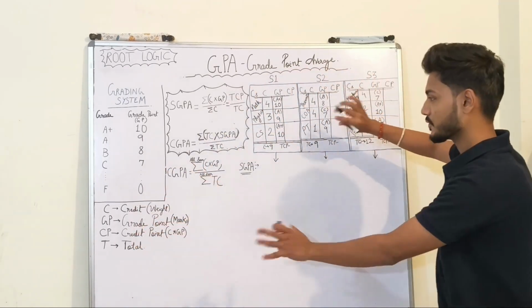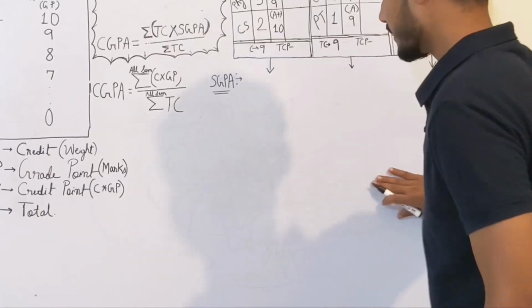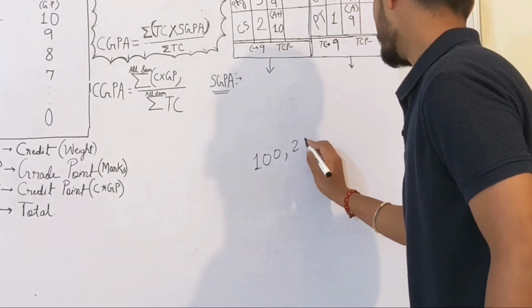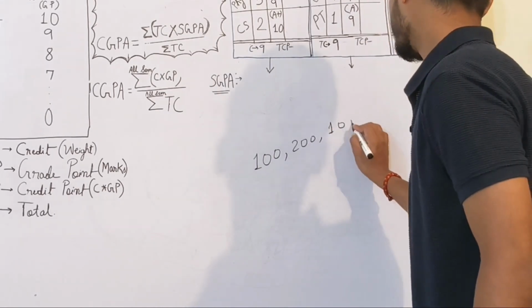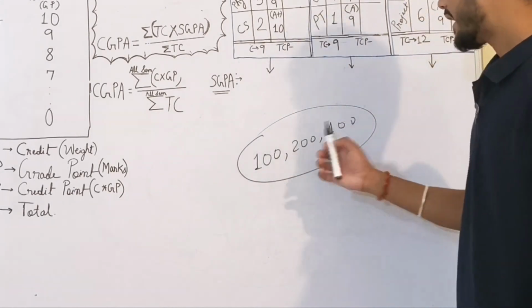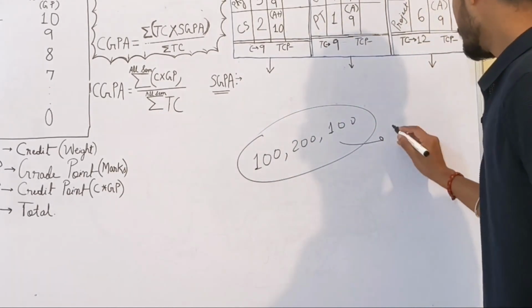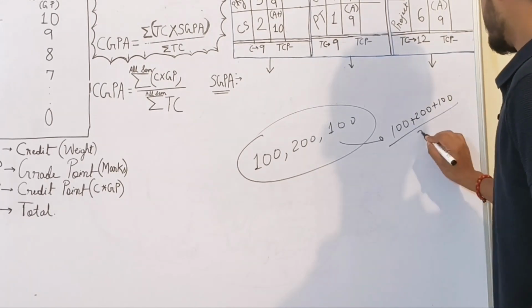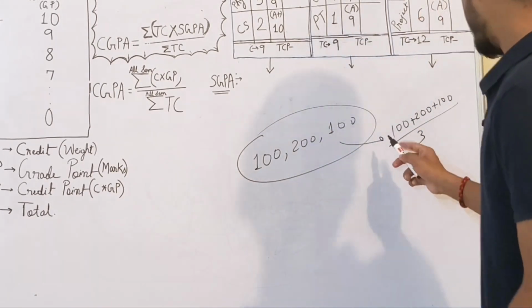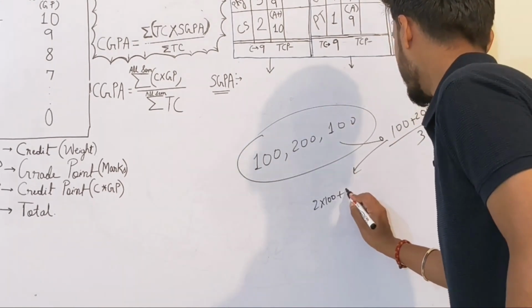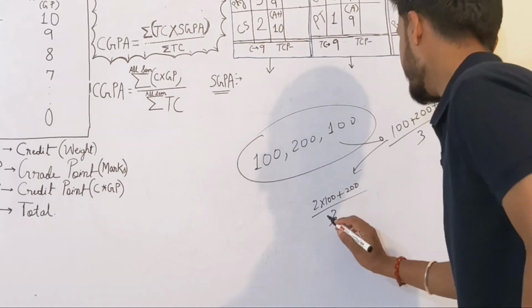Forget all of this. Focus here, only in this area. Let's say we have the numbers 100, 200, again 100. These three numbers are there. If I ask you how to get the average of it, what will you do? You will do 100 plus 200 plus 100, divided by 3 because 3 numbers are there. So can I write this as 2 into 100 plus 200, again divided by 3, right?